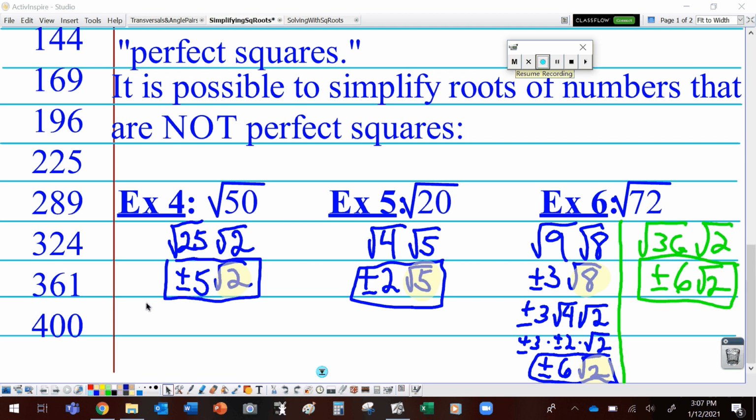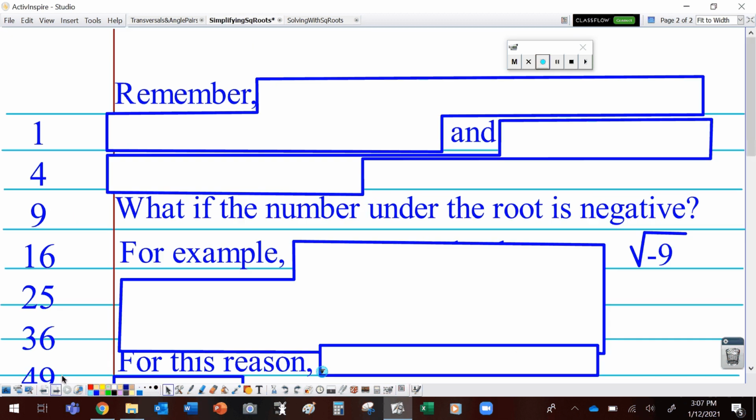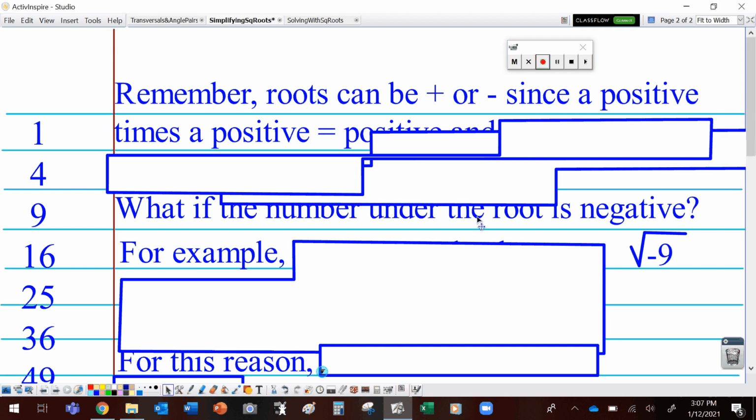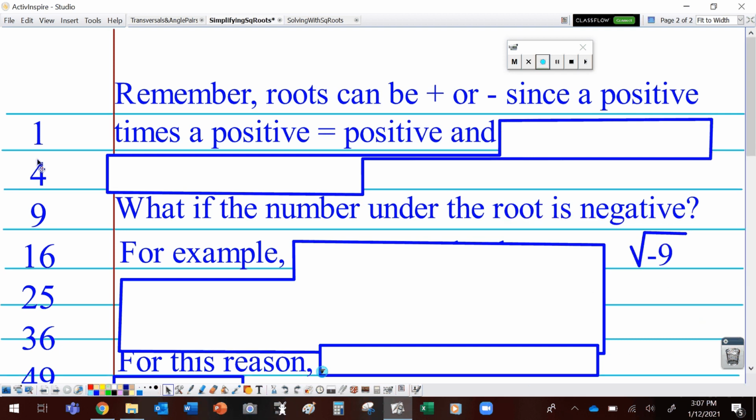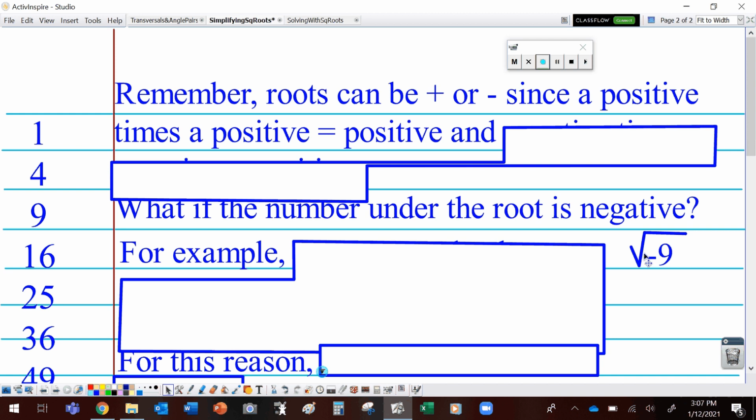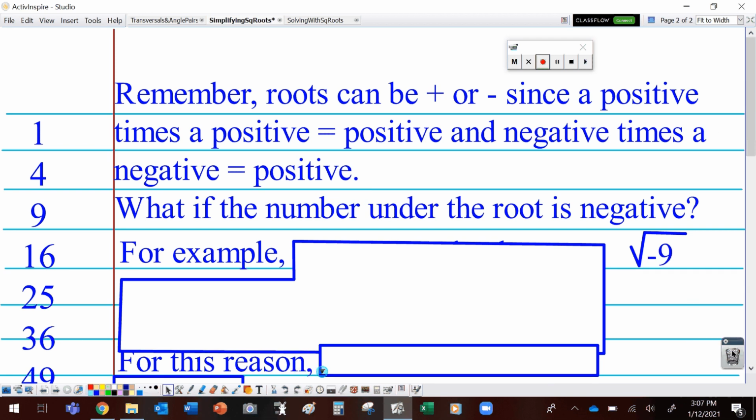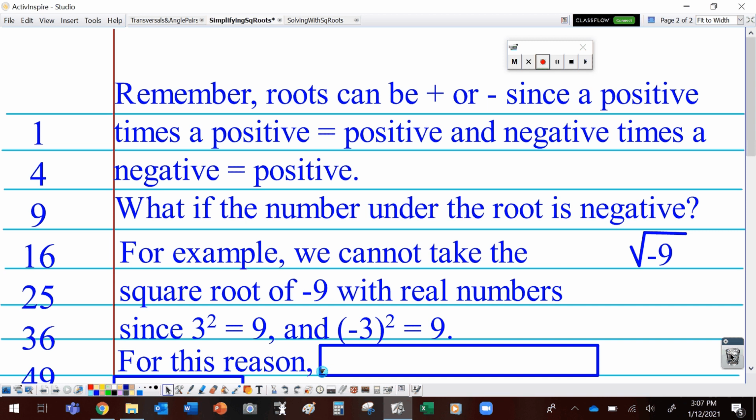All right, let's take it a little bit further. Let's keep some things in mind, though. Remember, roots can be positive or negative, since a positive times a positive equals a positive, and a negative times a negative also equals a positive. So if I'm multiplying something by itself, I'm always going to get a positive value. So what if the number underneath the root is a negative? For example, I've got the square root of negative 9 here. We can't take the square root of negative 9 with real numbers, since 3 squared equals 9, and negative 3 squared also equals 9.